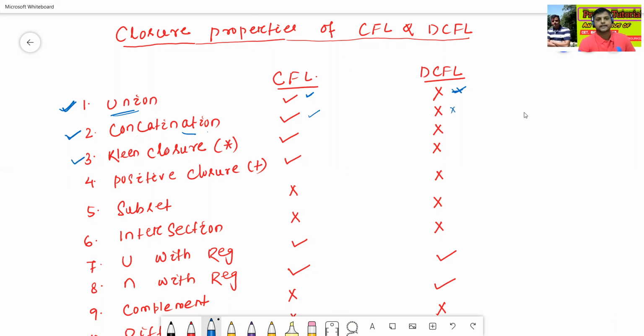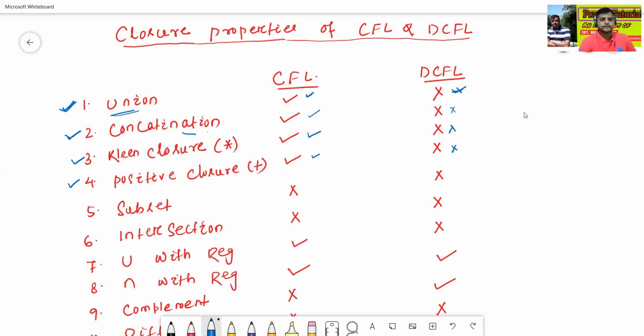Then Kleene closure, also called the star operation. Kleene closure is closed under CFL, meaning context-free language, but it's not closed under DCFL, deterministic context-free language. Positive closure is closed under CFL operation and is not closed under DCFL operation.